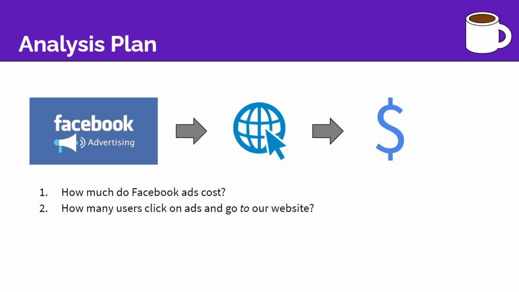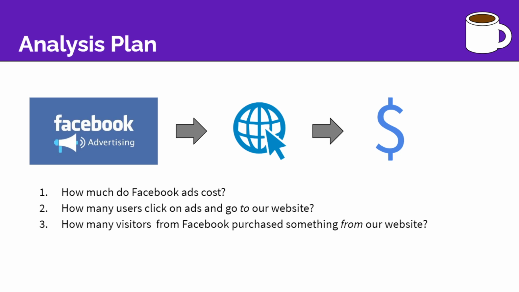So the third question that we have to answer is, of the Facebook users, how many of them actually purchased something? Now, this is where things get a bit sticky. Ideally, we'd be able to track visitors from our website to the point that they click on the ad to the point that they actually purchase something. There's a way to do this called cookieing the browser.